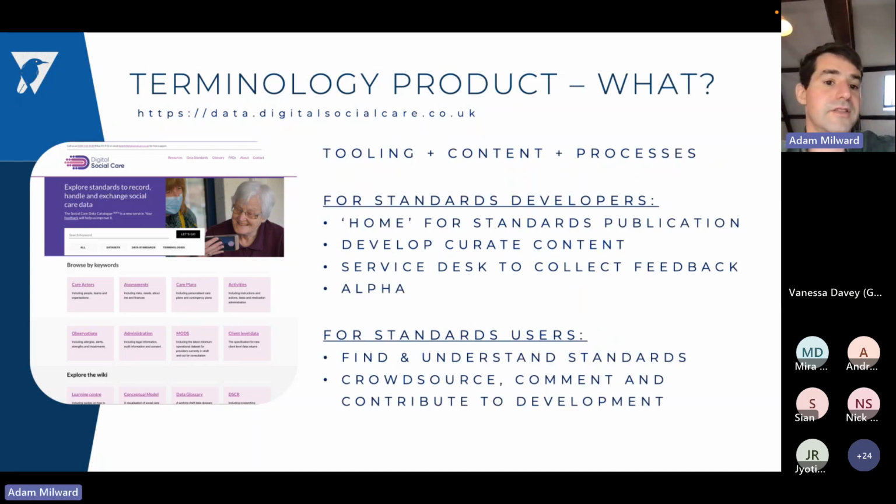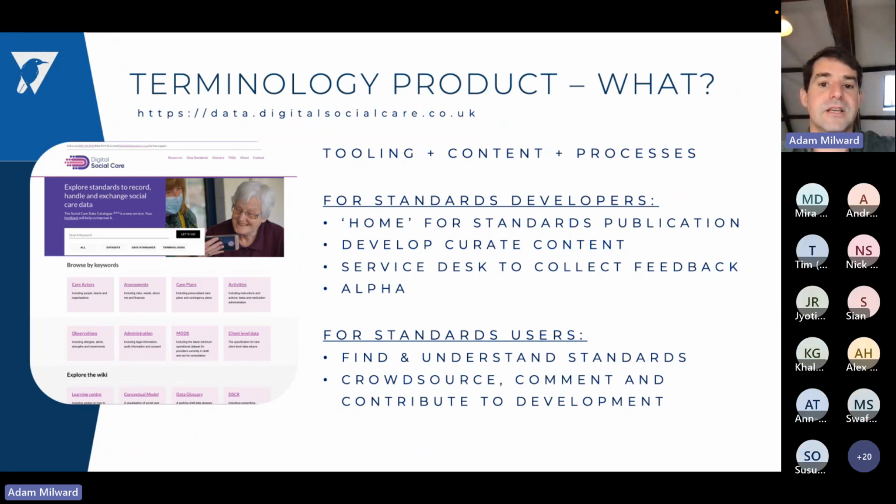It's really three things then. It's tooling, so it's the website itself, it's the content, and ultimately it's the processes. So we've got some processes that we built into the tool that allow us to reuse existing standards, allow us to publish the standards and review the work that's gone on. So for us, it really gives us a place that we can curate content. It gives us a service desk where we can manage any feedback we get from the system.